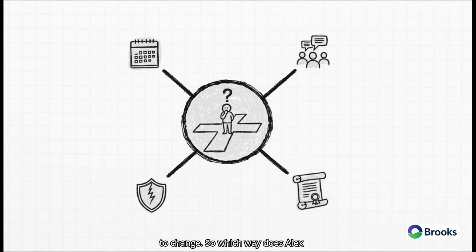So, which way does Alex go? Well, it's not a random guess. Alex has to weigh a bunch of different factors. For example, does the project have really rigid deadlines? That might point towards a predictive approach. Or is getting constant feedback from stakeholders absolutely essential? That sounds more like an adaptive approach.